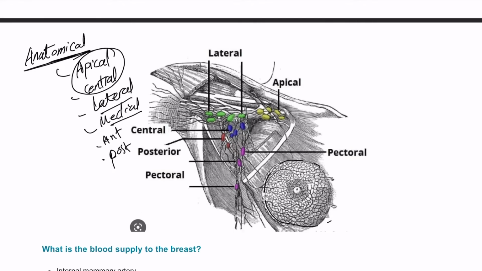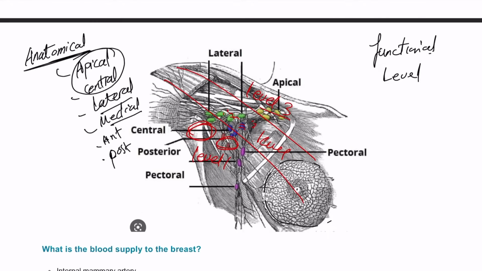However, we can classify them into functional groups, or levels. And these levels are divided based on a muscle called the pectoralis minor, which is this muscle. You will have a group of lymph nodes below the pectoralis minor, and these are level 1. Posterior to the pectoralis minor, these are level 2. And above or medial to the pectoralis minor, these are level 3.